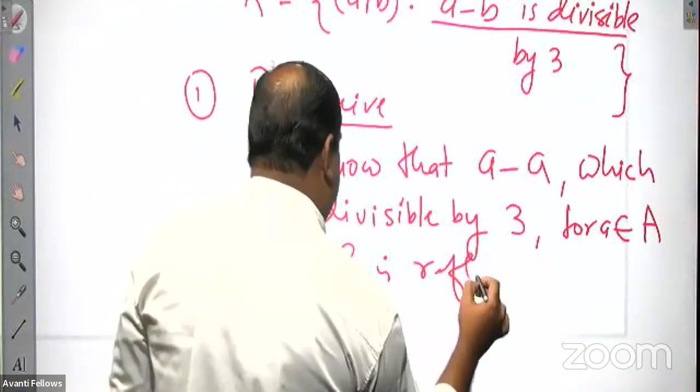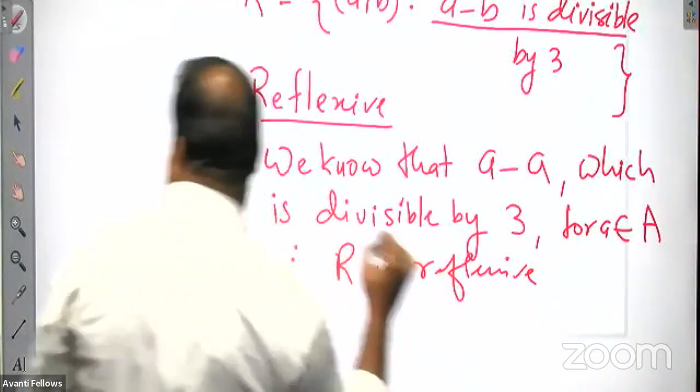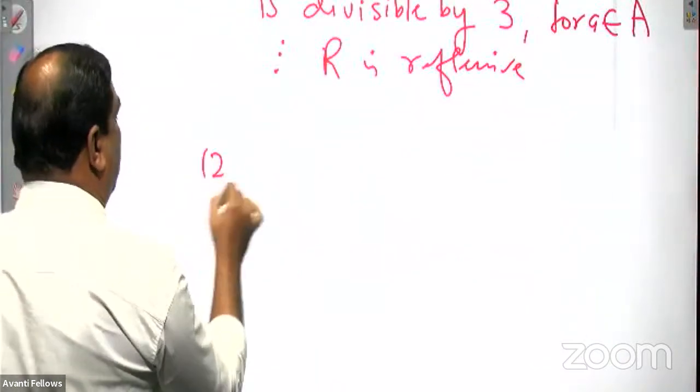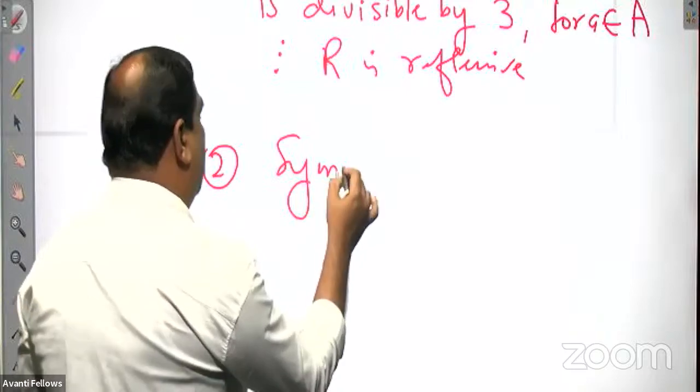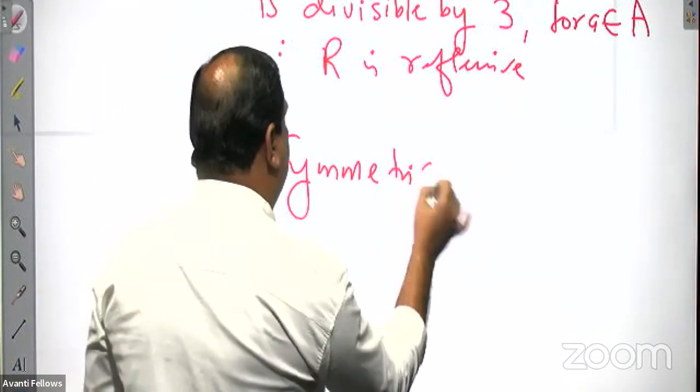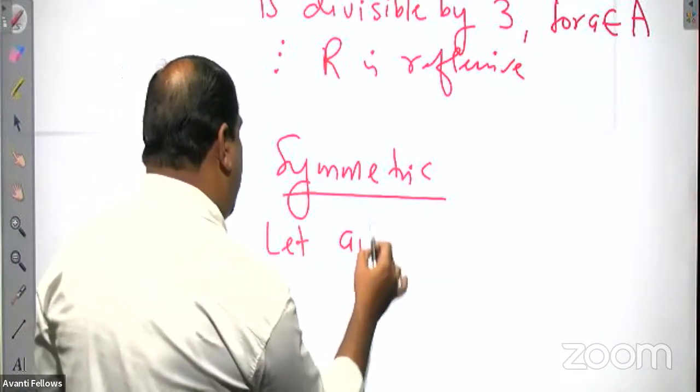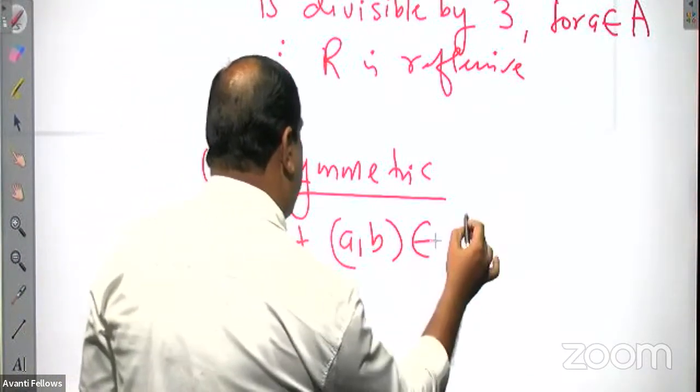R is reflexive. Then come to the second, that is the symmetric. How to write the answer symmetric? For that, let A comma B belong to the relation.